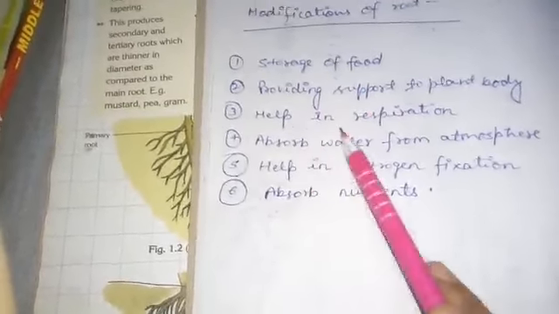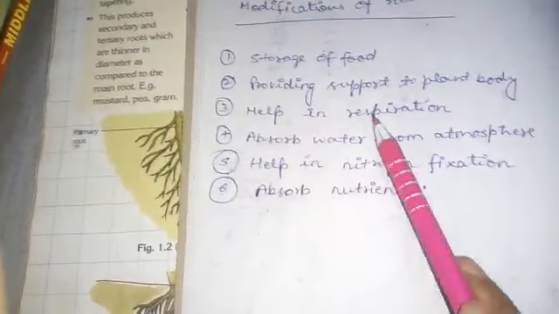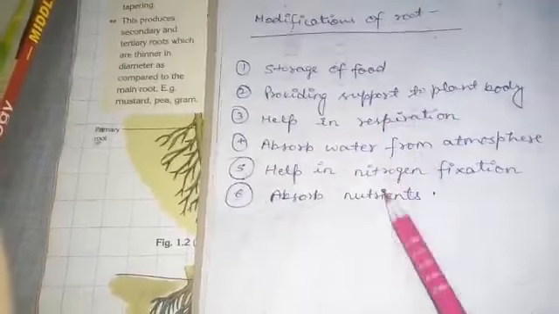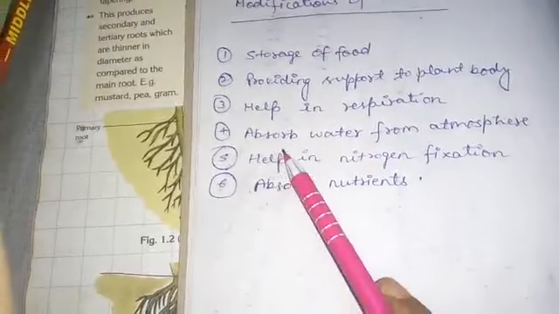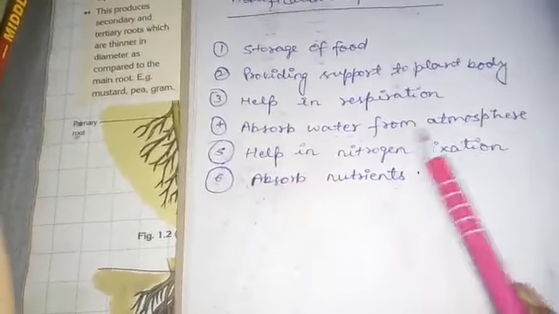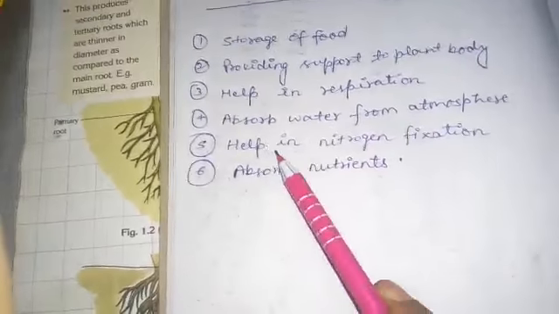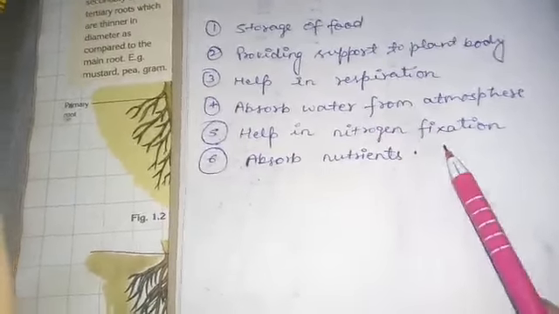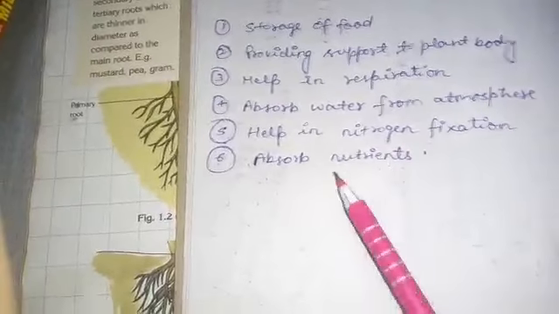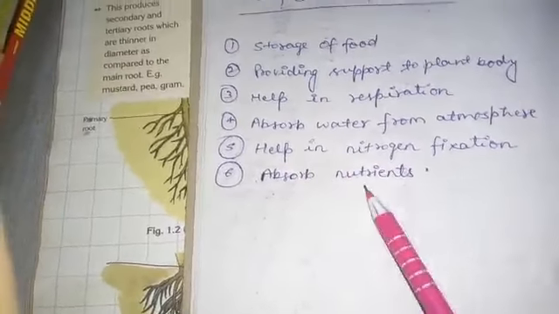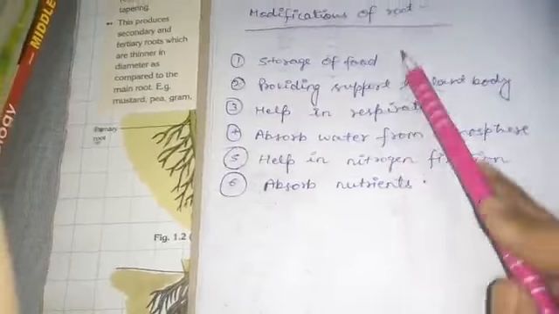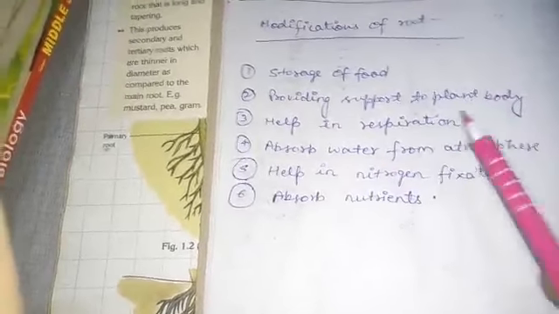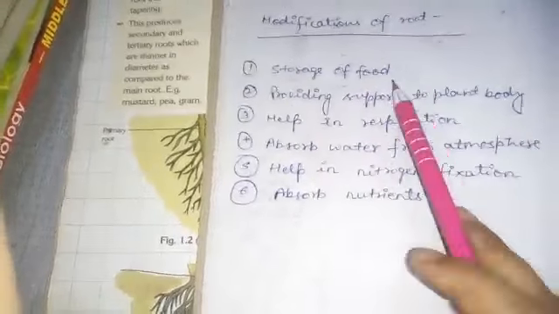They can help in respiration also. Roots can help in respiration also. We will see how. We will see all these functions in detail. The next, they can absorb water also from the atmosphere. They can fix nitrogen also, meaning they help in nitrogen fixation also. What is this? We will study in detail. And they can absorb nutrients also. So these are the extra functions which roots can perform. Now first we will see storage of food.